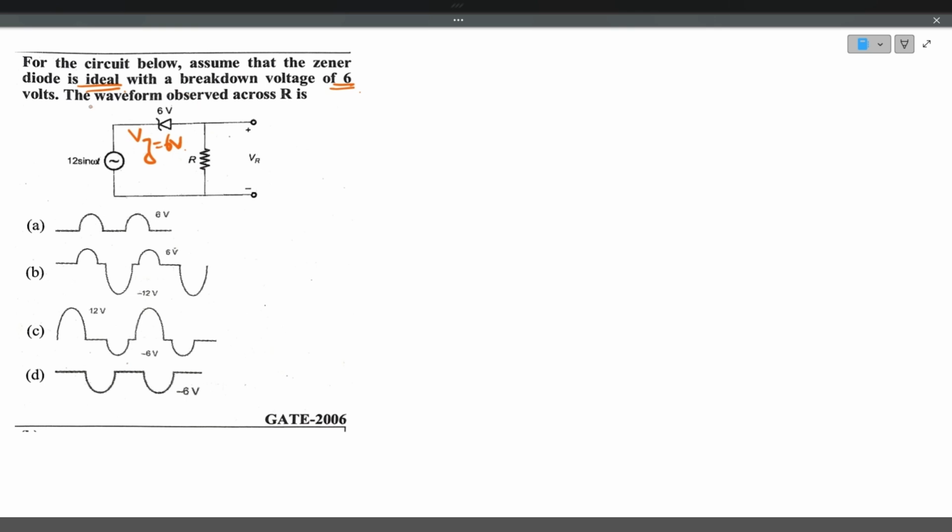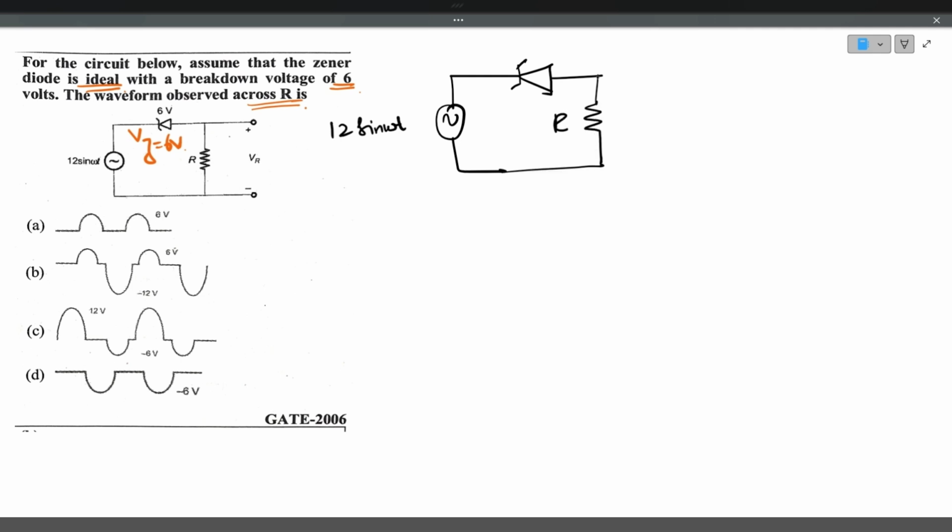The waveform observed across R is? So he has given the circuit. Input is 12 sine omega t. This value is very important because the diode cutoff voltage is 6 volts. If the input voltage is greater than 6 volts, the diode conducts. If the input voltage is less than 6 volts, the diode does not conduct. That is the concept.